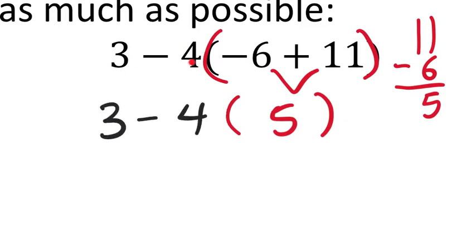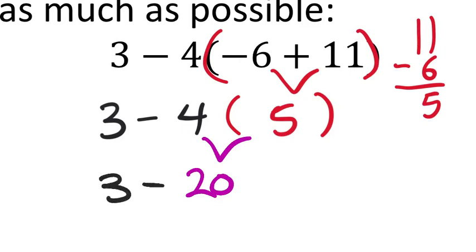Just make sure not to do the 3 minus 4 first, because it is out of order. There's multiplication between the 4 and parentheses, and so that took care of all the parentheses, no exponents, and I just have multiplication here between the 4 and 5. 4 times 5 is 20, which means now I'm looking at 3 minus 20.